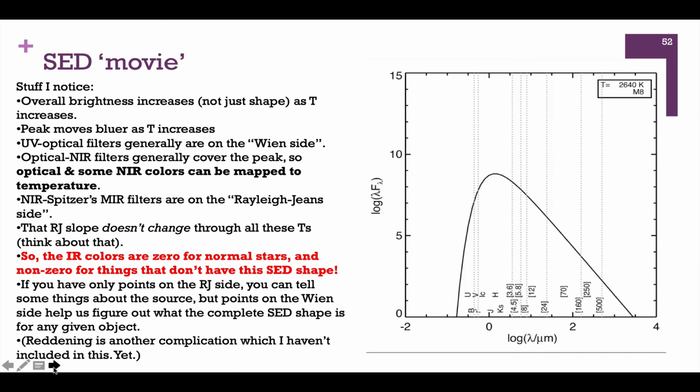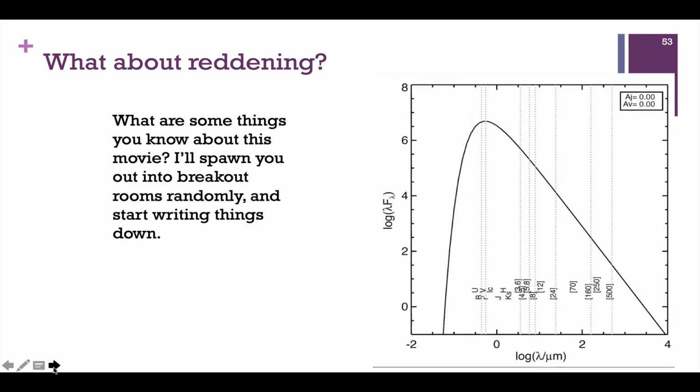If all you have is points on the Rayleigh-Jeans side, you can learn some things about the source, but you really are helped a lot when you have Wien side data. And when Spitzer was new, a lot of times we didn't have any optical data. But we in this project have a lot of optical data, so that's going to really help us understand what the complete SED shape is. And I haven't talked about reddening yet. But now we're going to do that.